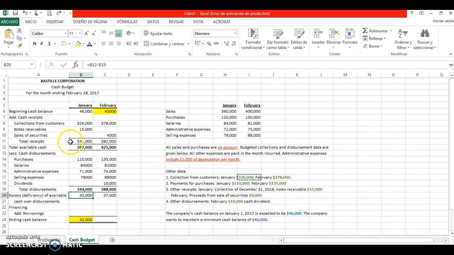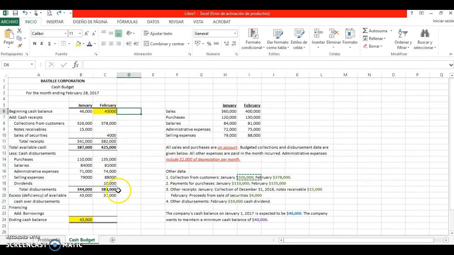The difference between the total available cash and the total disbursements is listed in excess or deficiency of available cash over disbursements. For January, we have $43,000. We were told in the problem that the company wants to maintain a minimum cash balance of $40,000. And since 43 is more than 40, we're fine and we don't need to do any financing or borrow any money. The ending cash balance for January translates to the beginning cash balance in February.